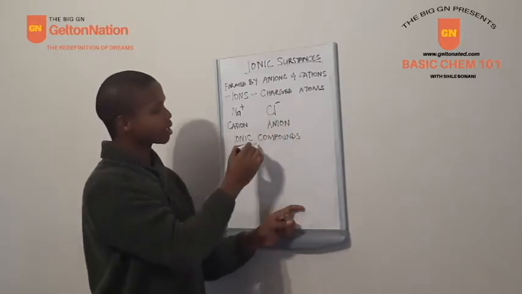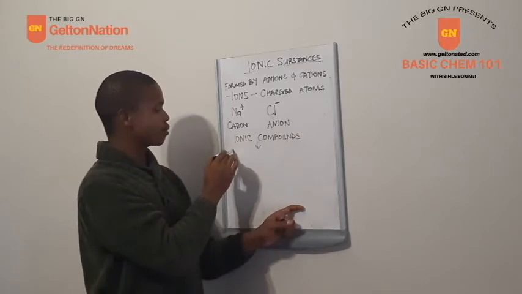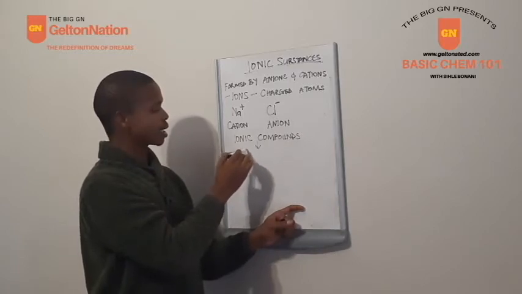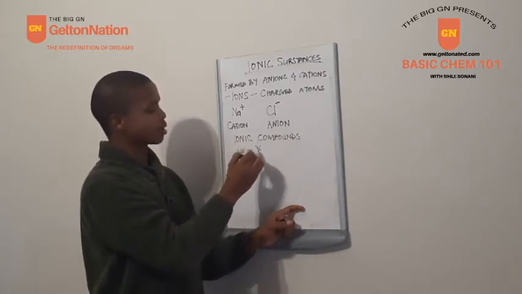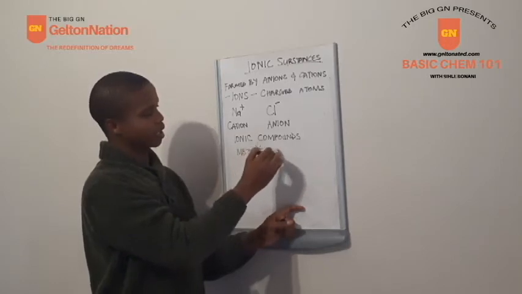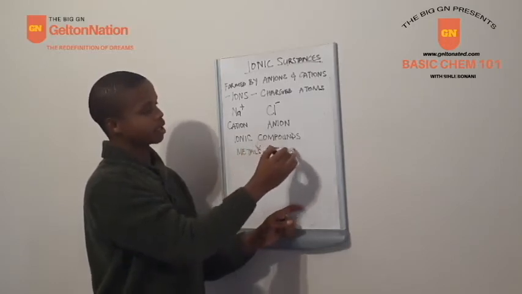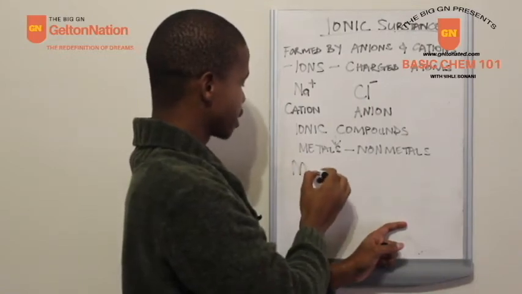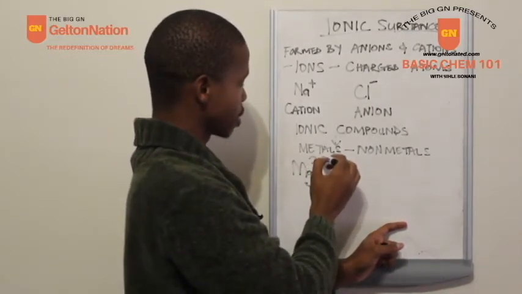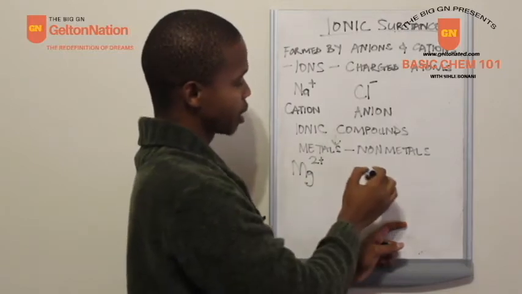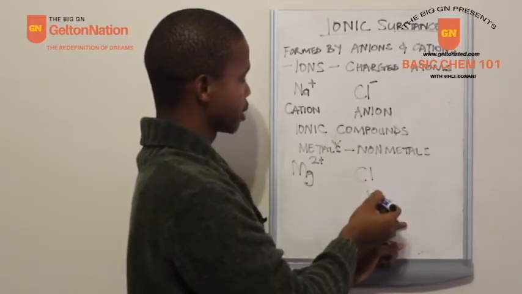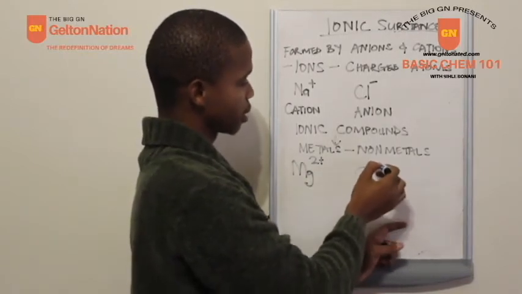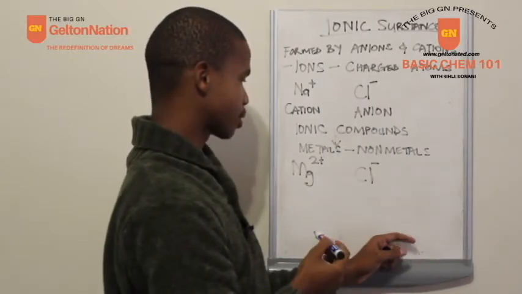Then your ionic substances are usually formed from your metals bonding with non-metals. You will have, let's say, magnesium. Magnesium usually loses 2 electrons. And then you have, let's say, chlorine usually gains an electron.